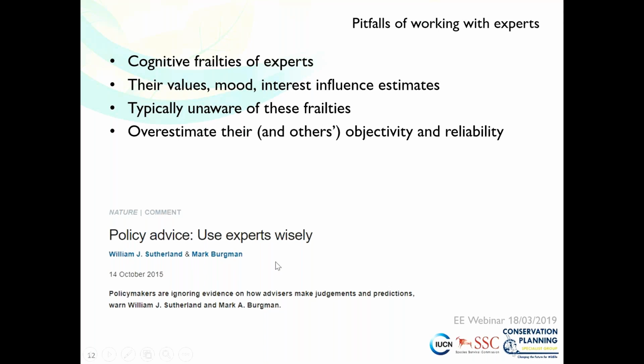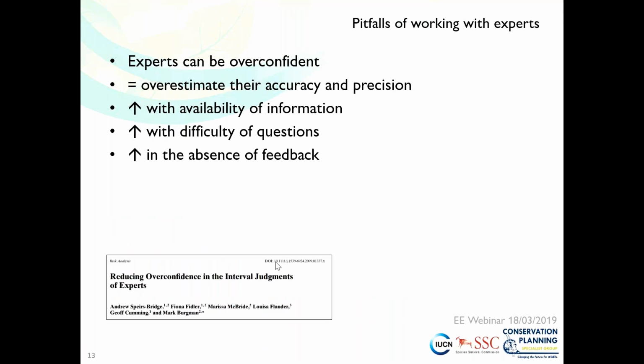So the first thing that experts do is overestimate themselves. They can be overconfident. They overestimate their accuracy and precision. And it's interesting that this overconfidence, which is a relatively well-known phenomenon in psychological research, increases as more information becomes available. As people feel they have more knowledge, they tend to become overconfident, to overestimate how much they know and underestimate how much there is still to learn. As questions become more difficult, people become more overconfident. Perhaps, again, when the brain can't handle the thing, we have a tendency to cut corners and just overstate our confidence. And in the absence of feedback, overconfidence becomes worse.